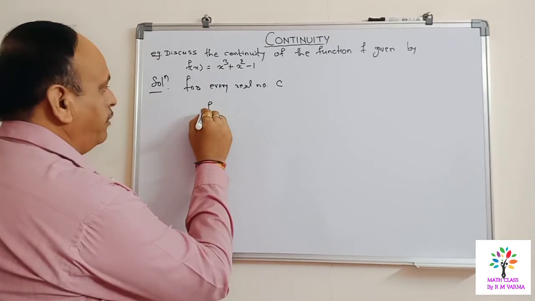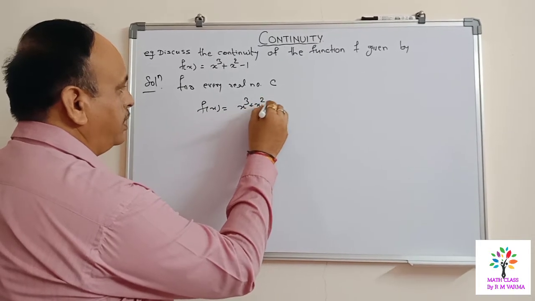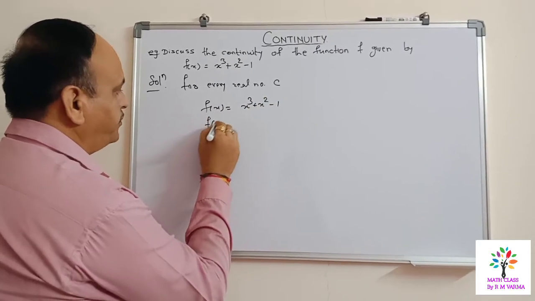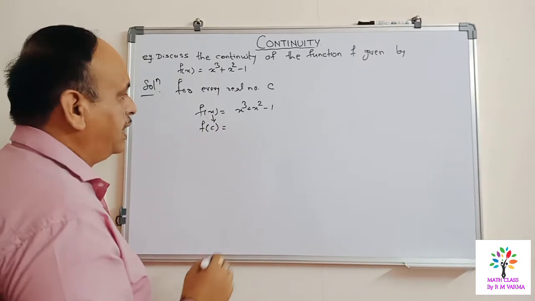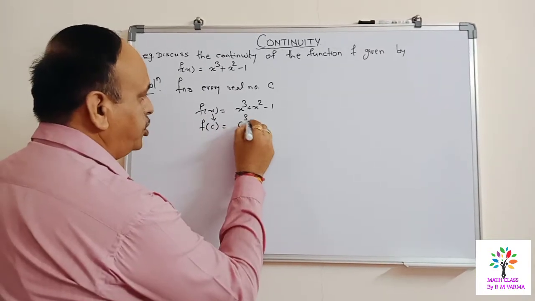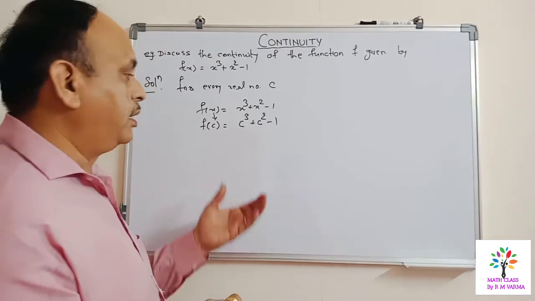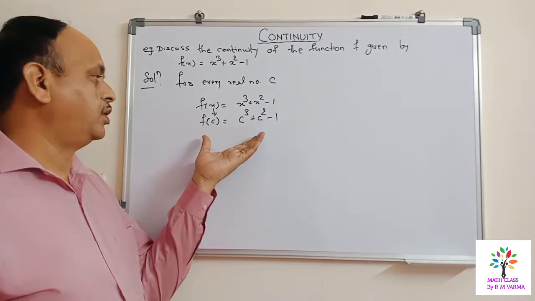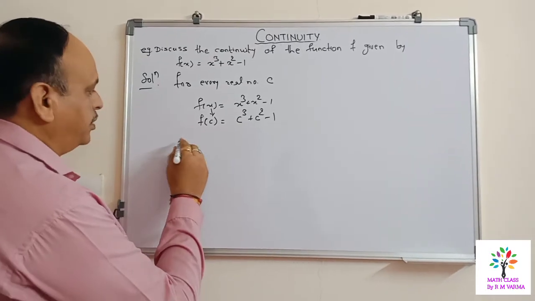Now, f(x) is equal to x cubed plus x squared minus 1. So f(c), when I put the value of x as c, I get c cubed plus c squared minus 1. Now when I find the limit, it should be equal to f(c). If it is so, then it is continuous. Let us check the limit.